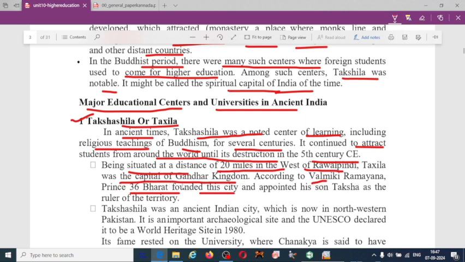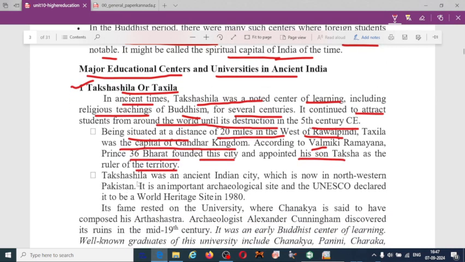So, in the Valmiki Ramayana, Prince Bharat founded this city and appointed his son Taksha, King Bharat's son, whose name was Taksha. So that's why the territory's name came as Takshashila. Takshashila was an ancient Indian city which is now in northwestern Pakistan. It is an important archaeological site and was declared a UNESCO World Heritage Site in 1980.